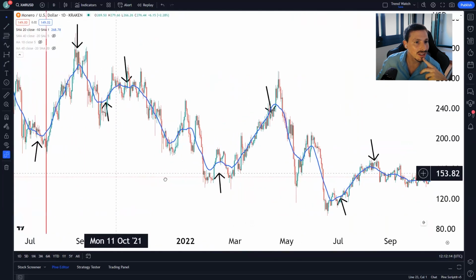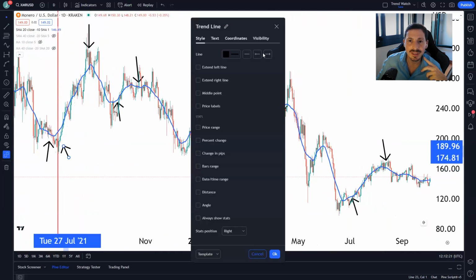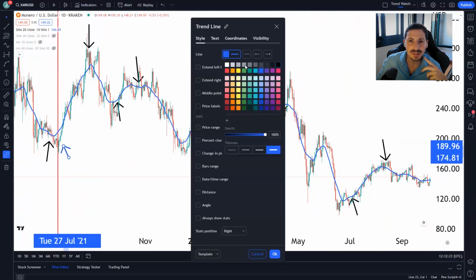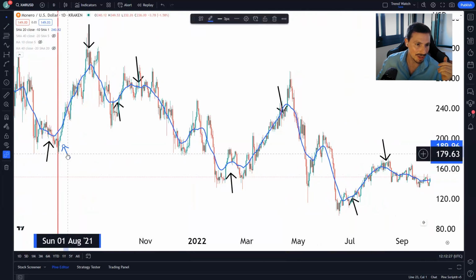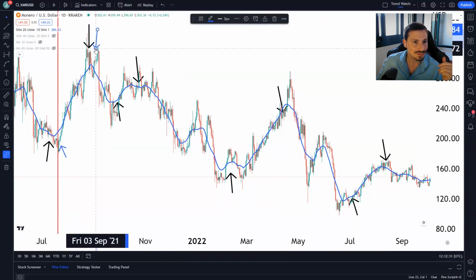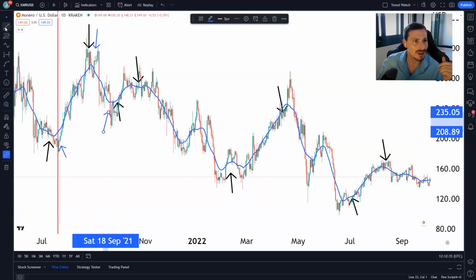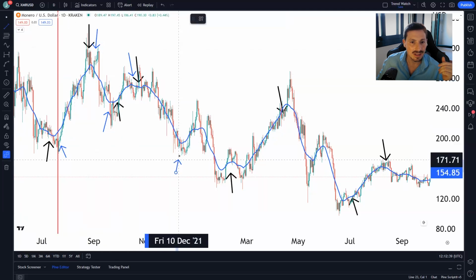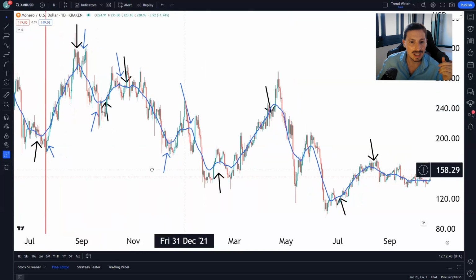Hide black line, bring up blue line. Change the arrow color. A little less thick to highlight the fact that this is a smaller cycle. And off we go. High, low, low, high, low, high.